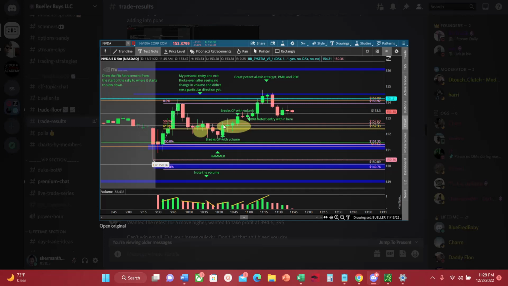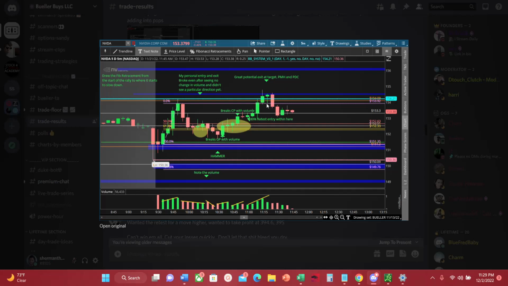Breaks the golden pocket with volume. Definitely a good entry there. Breaks the control point, the 50% mark, with volume. And gets to the next target. So, this is like a perfect trade. Personally, my target here would definitely be the pre-market high or the previous day close, either or.